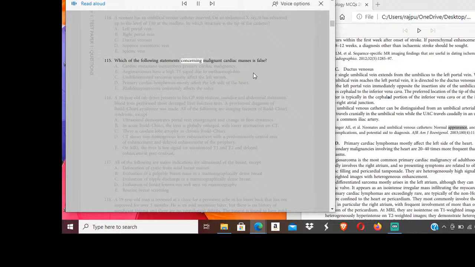115. Which of the following statements concerning malignant cardiac masses is false? A. Cardiac metastasis outnumbers primary cardiac malignancy. B. Angiosarcomas have a high T1 signal due to methemoglobin. C. Undifferentiated sarcomas mostly affect the left atrium. D. Primary cardiac lymphomas mostly affect the left side of the heart. E. Rhabdomyosarcoma commonly affects the valve.